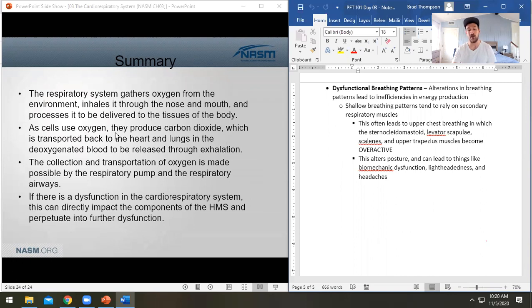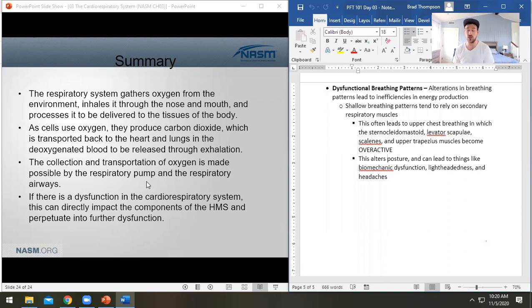And as your cells use that oxygen, they're going to spit out CO2, carbon dioxide, in response. And that's going to get transported back to the heart and lungs so that you can get it out of the body, right? And this is all made possible thanks to your respiratory pump, which is drawing air in, and your respiratory passageways, which are allowing oxygen to travel to where it needs to go.